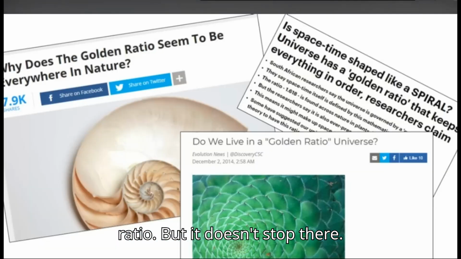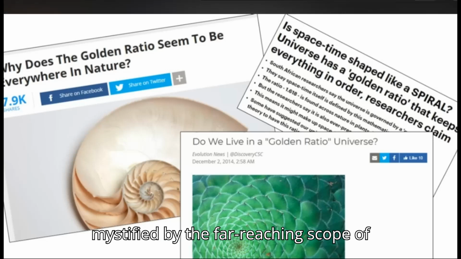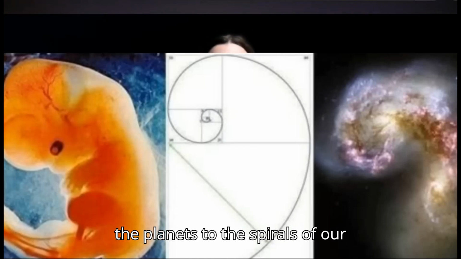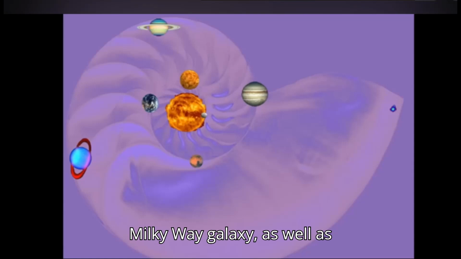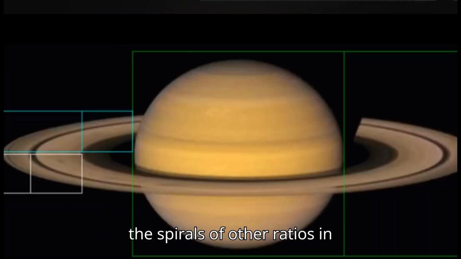But it doesn't stop there. Modern technology continues to be mystified by the far-reaching scope of the golden ratio, from the alignment of the planets to the spirals of our Milky Way galaxy, as well as the spirals of other ratios in planets.